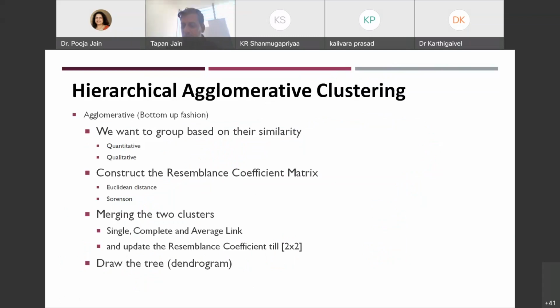So in this case, for the next 10 or 15 minutes, I'll take up agglomerative clustering, that is the bottom to top approach. And again, we divide this approach into two parts, right? One is quantitative, another one is qualitative. In quantitative clustering, we'll go for Euclidean distance, and qualitative will measure the similarity with the help of Sorensen.